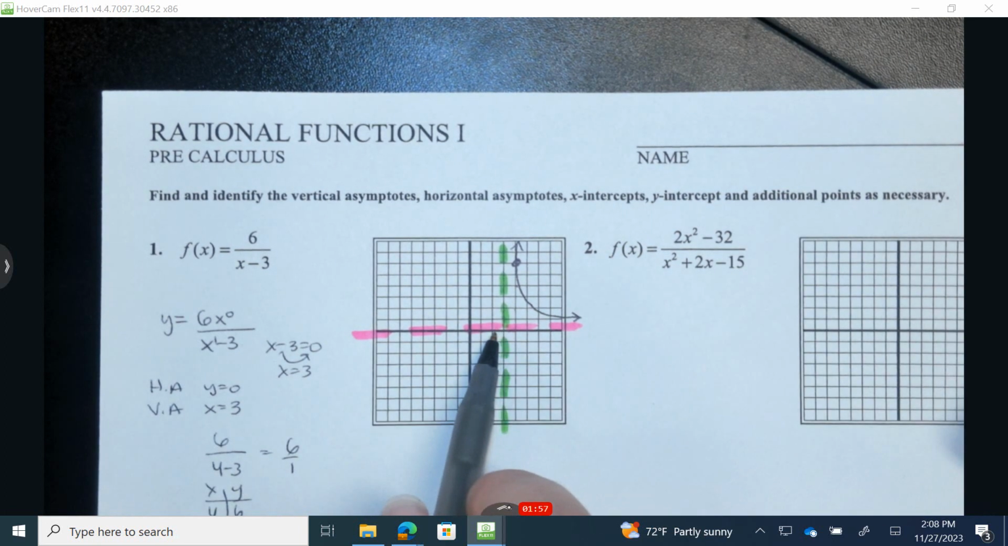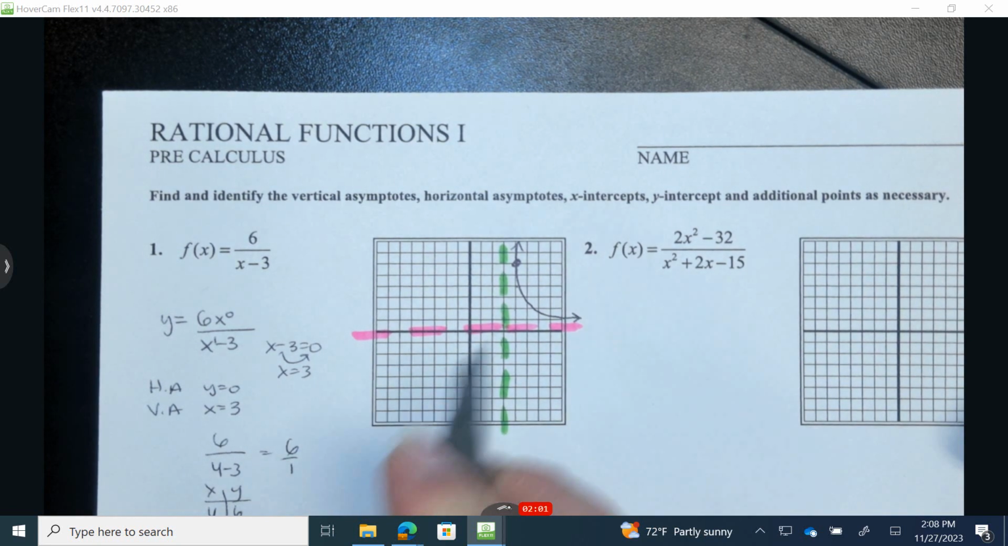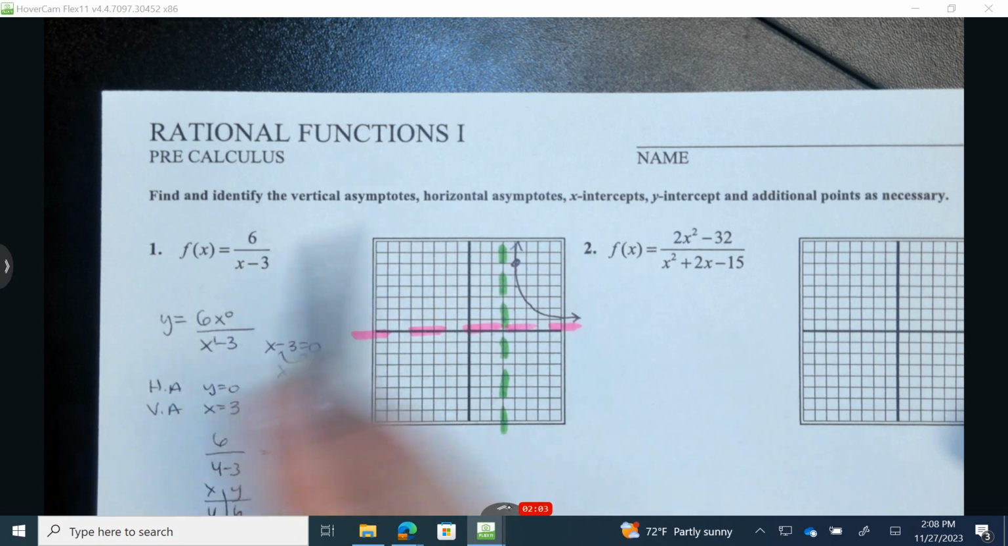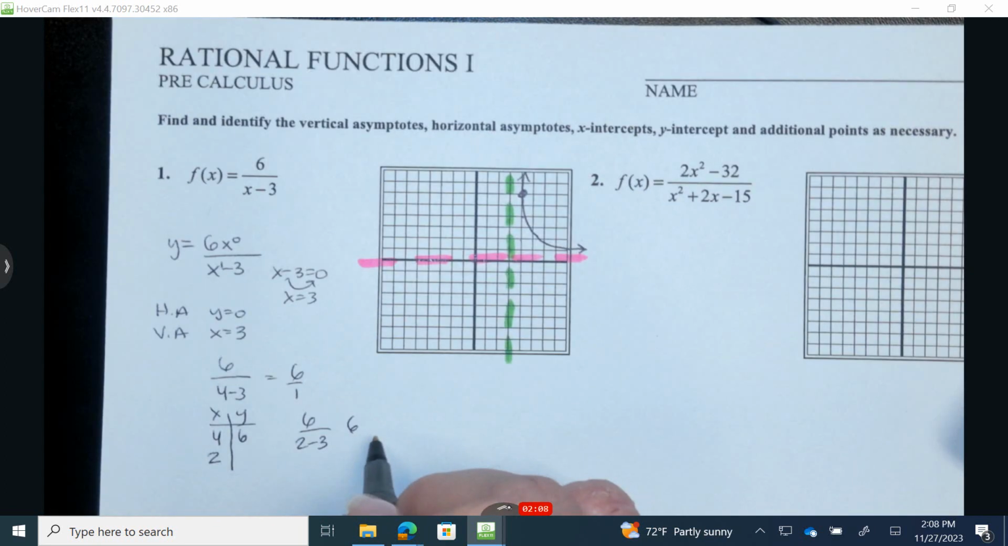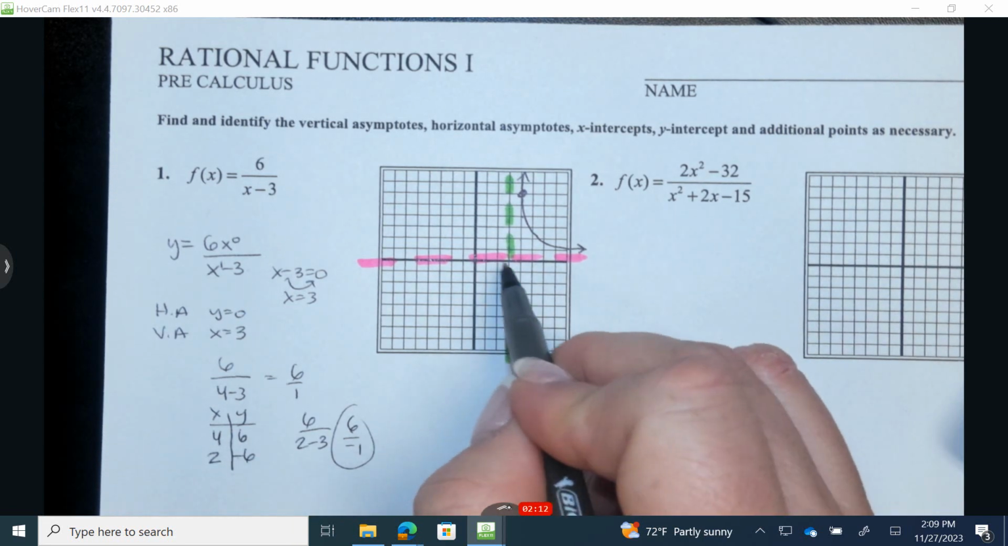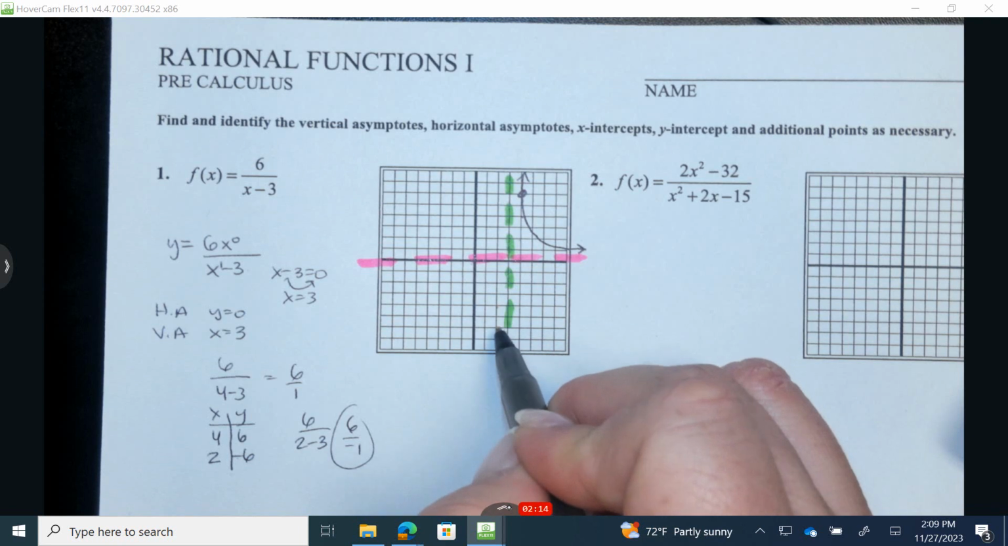And I'm going to choose a number just to the left of the vertical asymptote, which is 2. So 6 over 2 minus 3 would be 6 over negative 1, which is equivalent to negative 6. Go over 2 and down 6. 2, 4, 6.